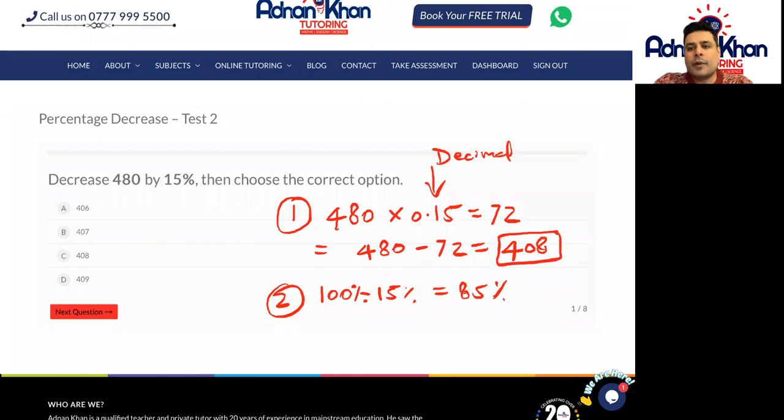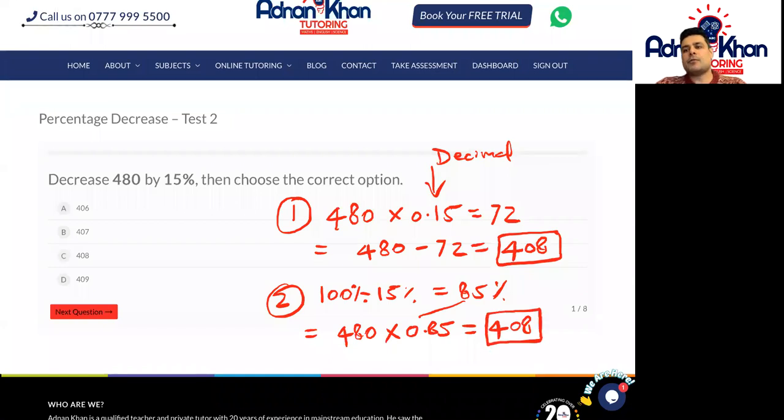And now what we're going to do is we do 480 multiplied by, and turn this into a decimal, by the way, 0.85, turn the 85% into a decimal. And now if you calculate 480 multiplied by 0.85, you'll get the answer 408. Okay, so it's entirely up to you how you would want to work this out. It's your choice. In fact, while we're here, let me just give you a third method of how to do this.